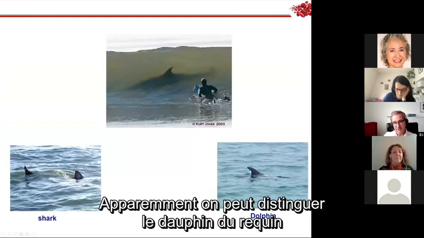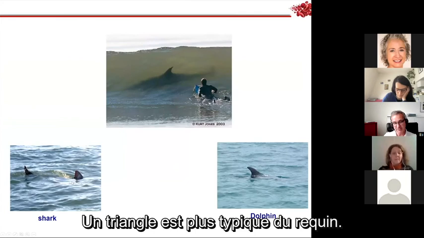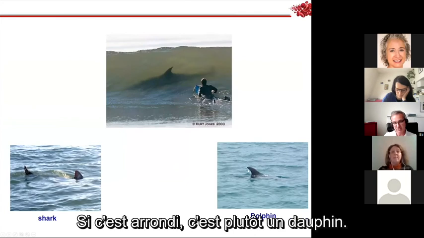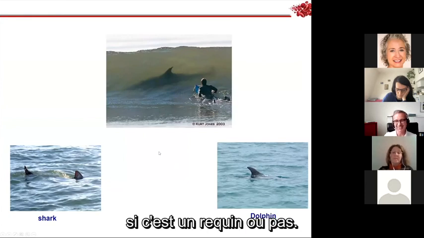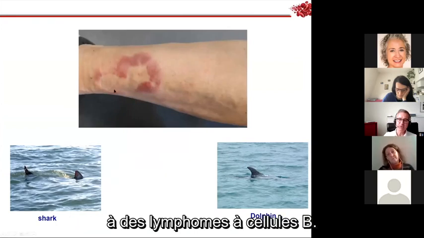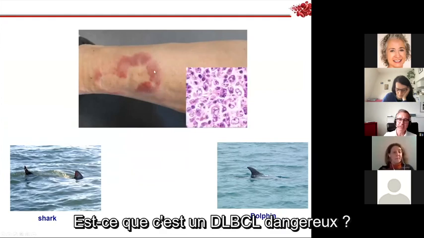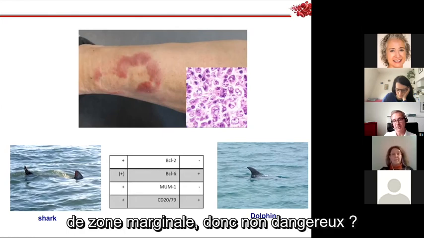But apparently you can actually separate the dolphin and the shark given by their forms of the fin. If it's triangle, it's more shark-like. It has this roundish aspect, it's more dolphin-like. I would not go too close to that kind of animal to find out whether it's a shark or a dolphin. But the same is basically the problem we're facing when we look at the B-cell lymphoma. The question is, is it a dangerous DLBCL or is it a not dangerous follicular center lymphoma or marginal zone lymphoma?